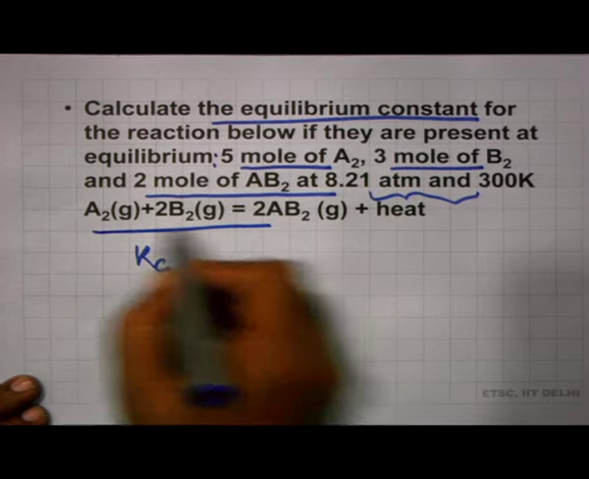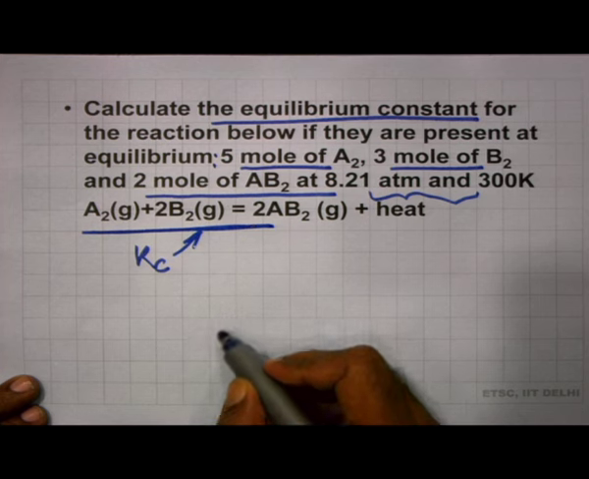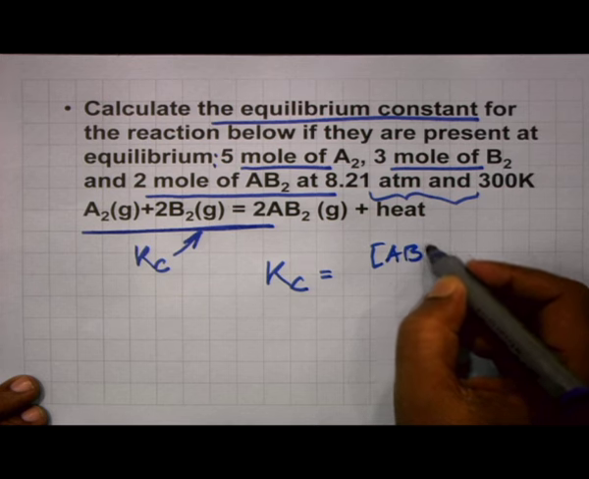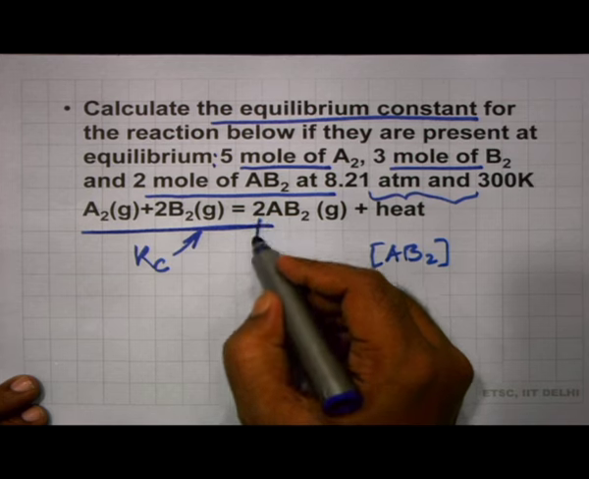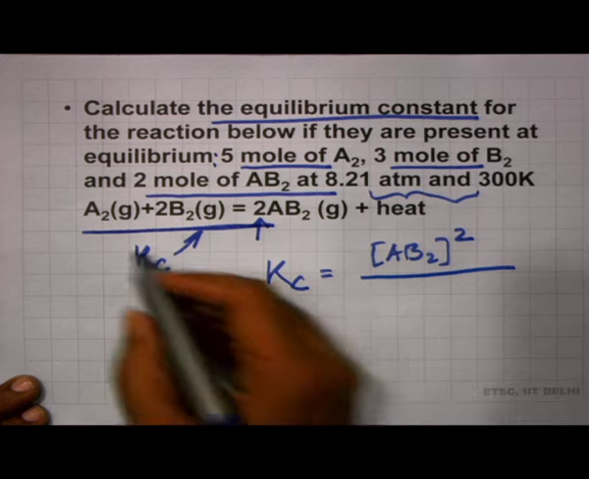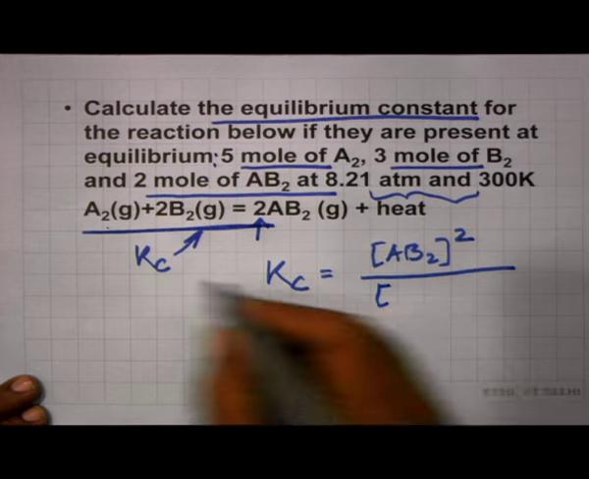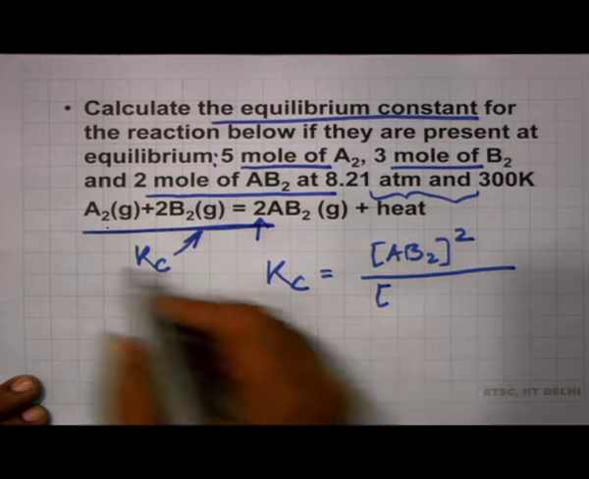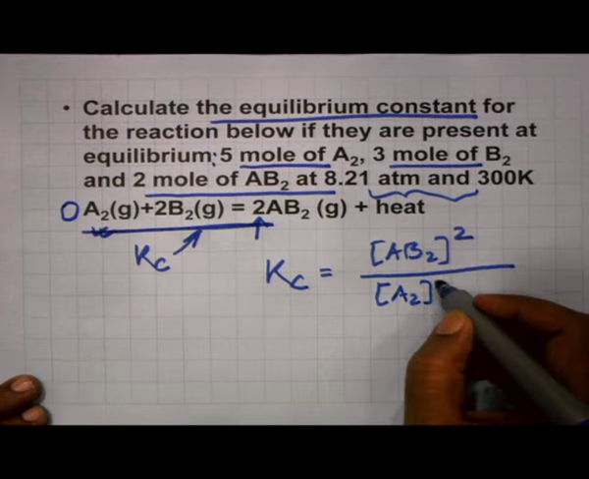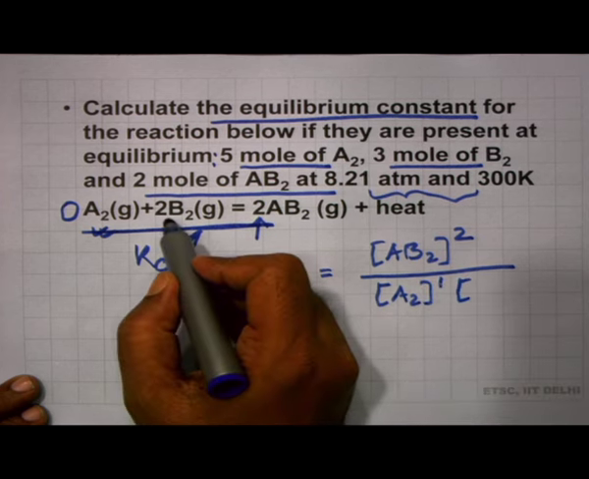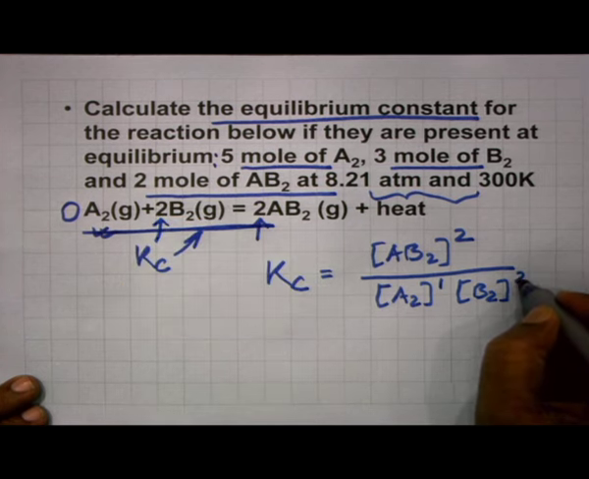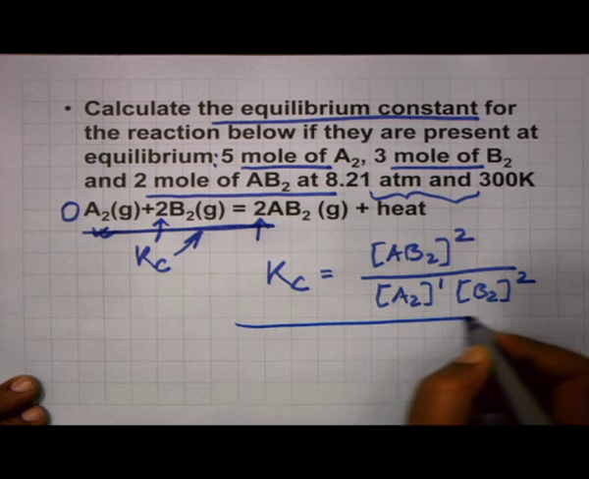We have to calculate Kc for this reaction. So, we know that Kc is equal to the concentration of AB2. You must remember this is the concentration, and you see the number is 2, so we will put 2. So, concentration of AB2 squared divided by the product of the concentrations of reactants. The reactants are A2, and you can see that stoichiometry is 1, so we will just put 1, and now concentration of B2, and here stoichiometry is 2, so we will put 2. This is how we can calculate the value of Kc.